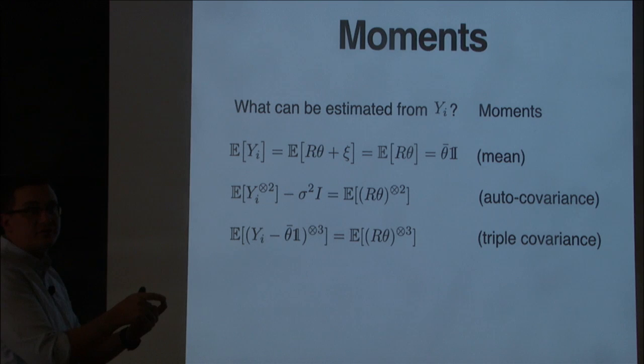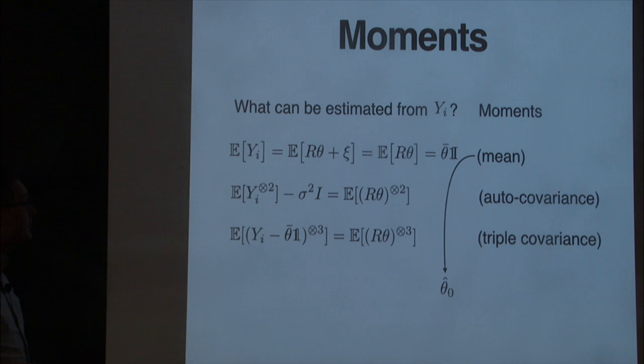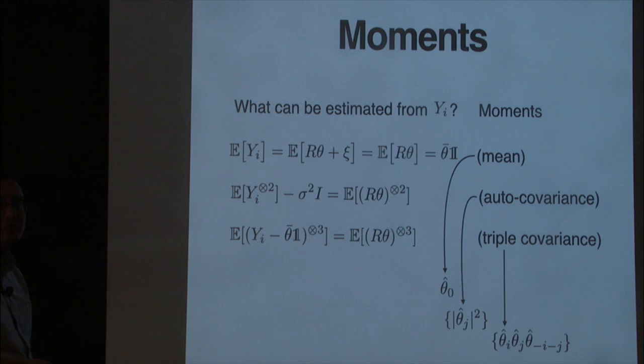And then if I go to higher order moments, I have this thing called the triple covariance. It's hard to visualize what it is. As I said, if you move to the Fourier domain, this is telling you the DC component, the zeroth Fourier coefficient. Autocovariance gives you the moduli. And then in the triple covariance, you have some phase information. And the question is, why is this enough to recover some generic vector?